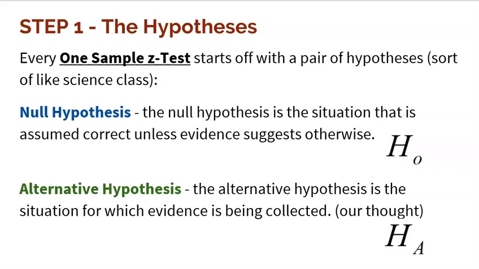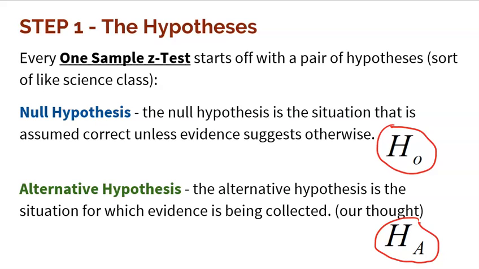The null hypothesis is the situation that is assumed correct unless evidence suggests otherwise. So the null hypothesis is what we read was true. It's the assumed true value for the population proportion. Now the symbol we use to denote the null hypothesis is a capital H for hypothesis and a little 0 here for the null hypothesis. Then we have the alternative hypothesis. This is the situation for which evidence is being collected. So this is our belief. This is our thought. This is our wonder. And this symbol is another H for hypothesis, but we use a little A there for the alternative hypothesis.